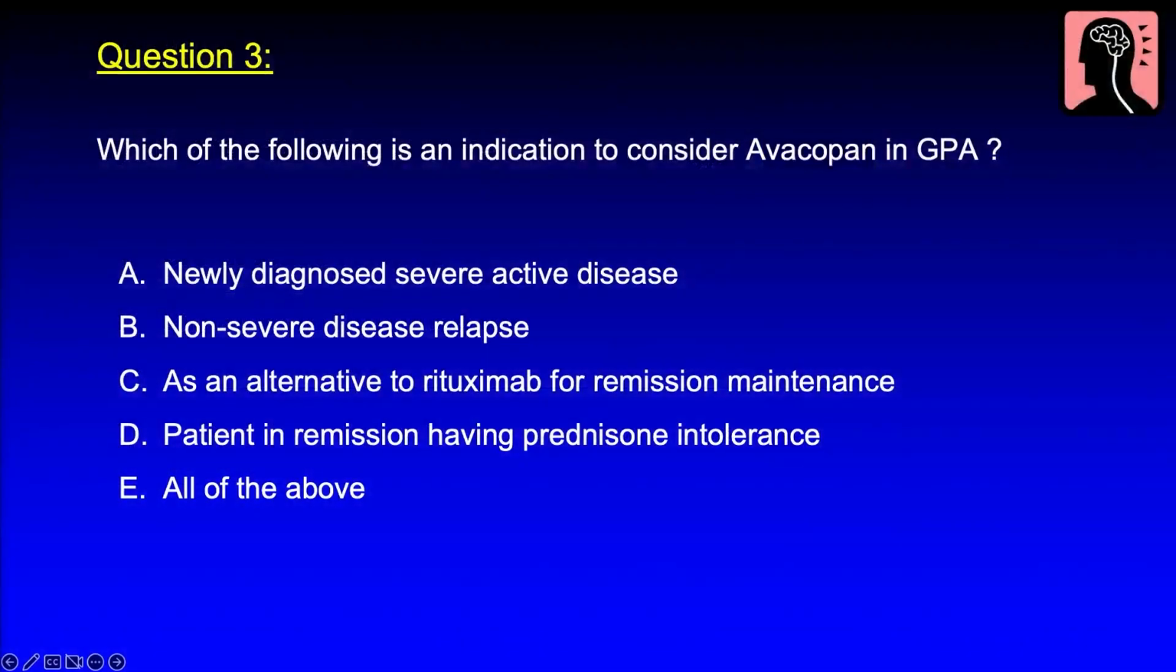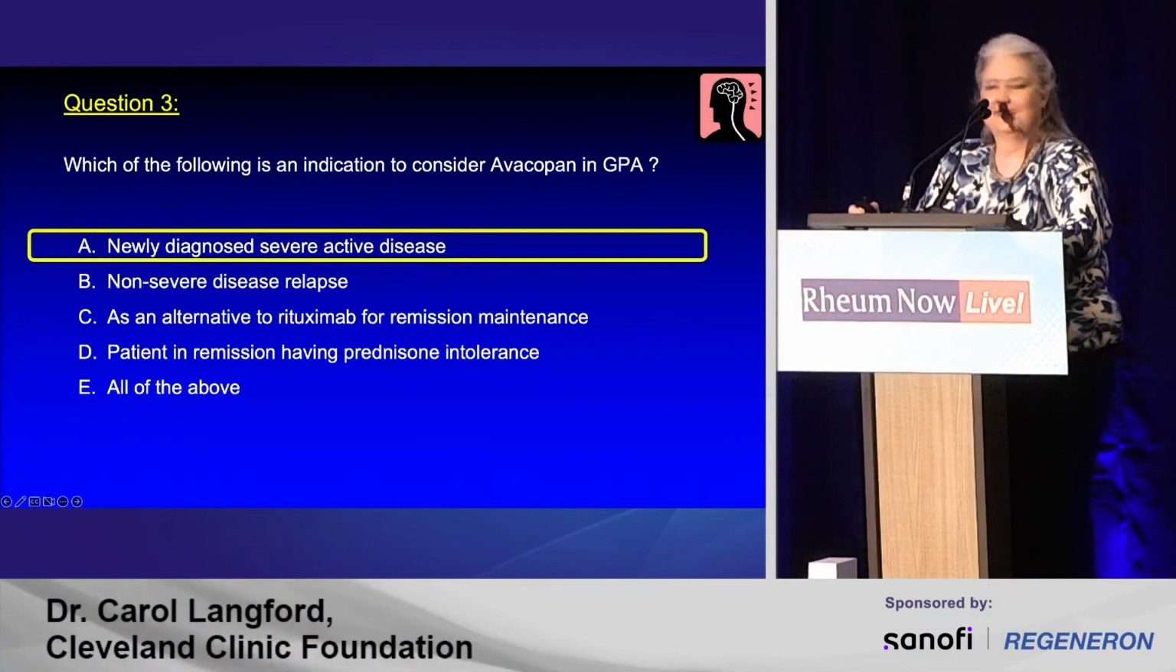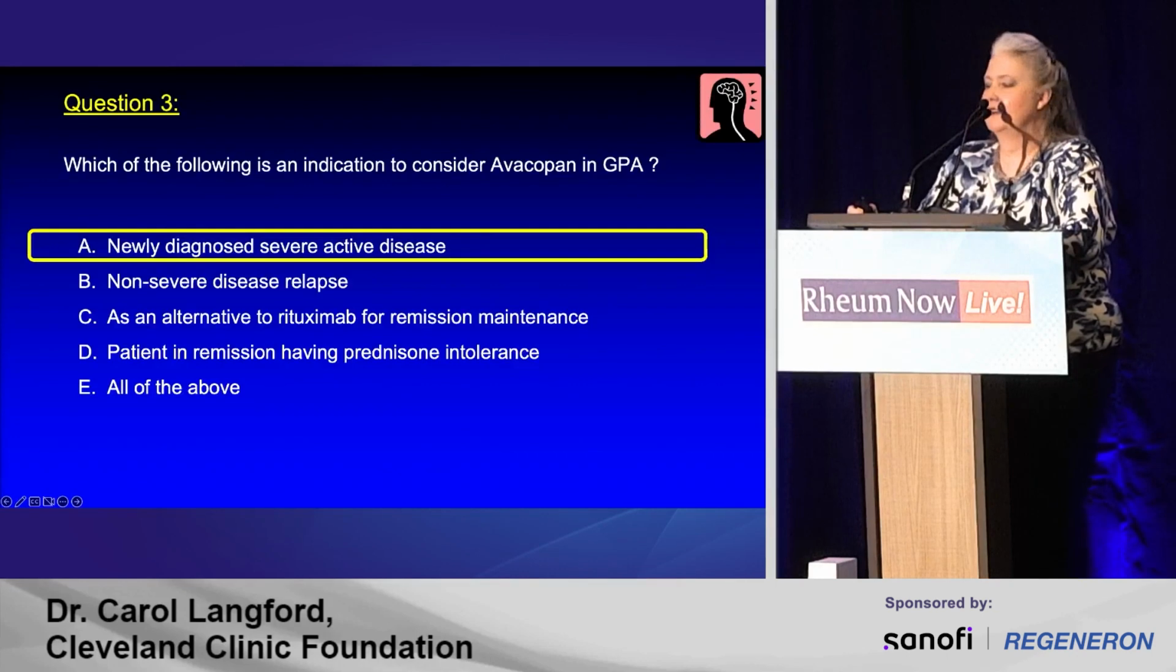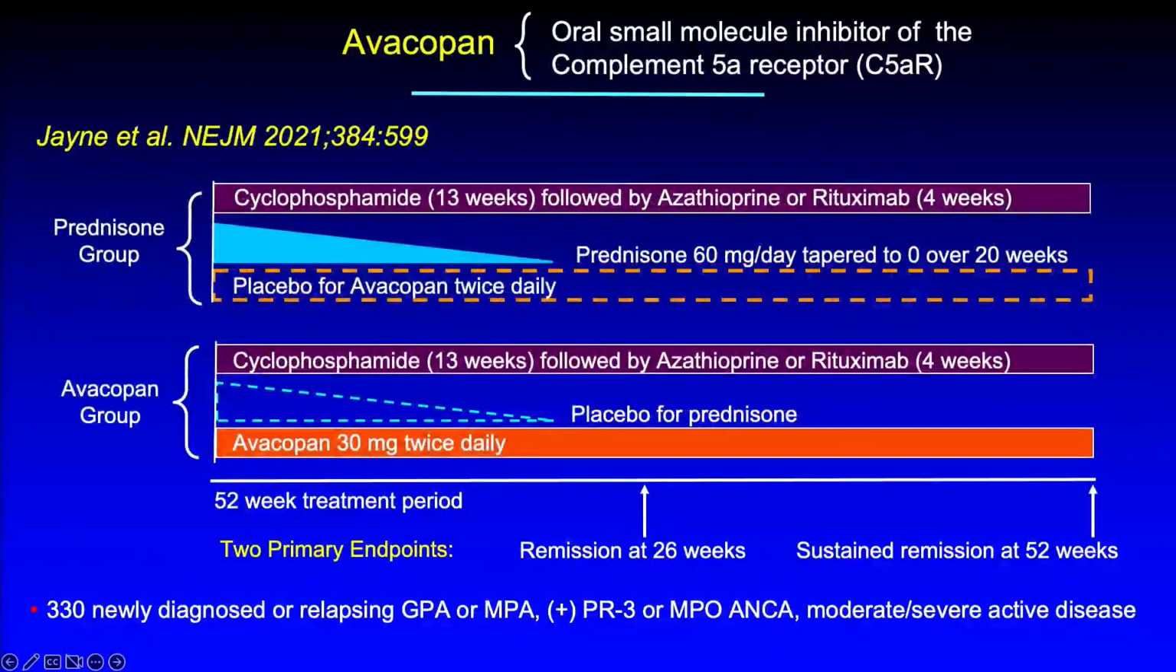All right, so let's talk about avacopan. I was actually looking for newly diagnosed severe active disease. Avacopan is a small molecule inhibitor of the complement 5A receptor. After 2 promising phase 2 studies demonstrating safety and also the ability to reduce glucocorticoids, this was the focus of a randomized trial in 330 newly diagnosed or relapsing patients with severe GPA or MPA.